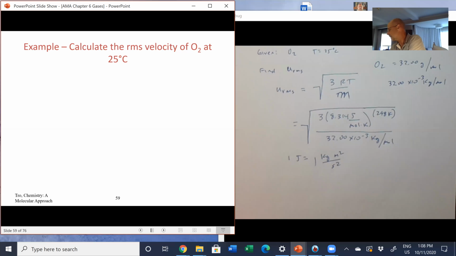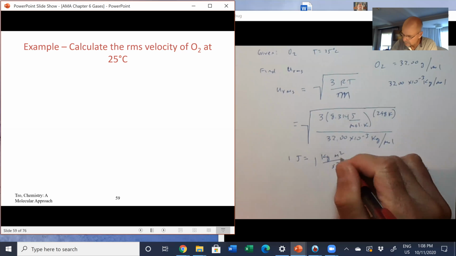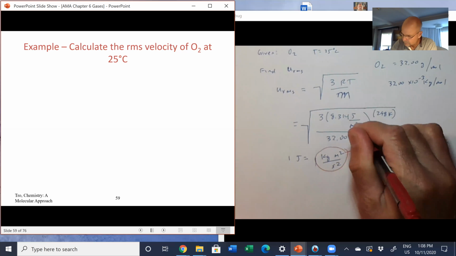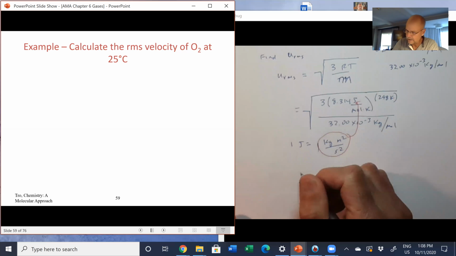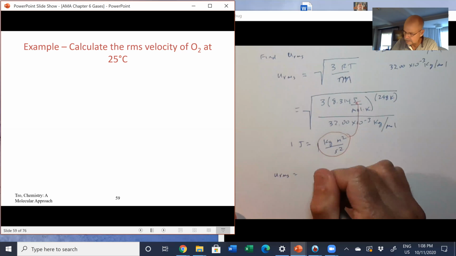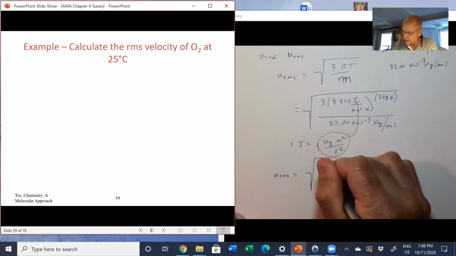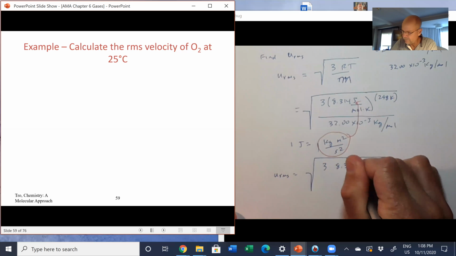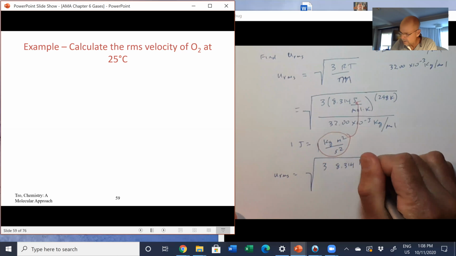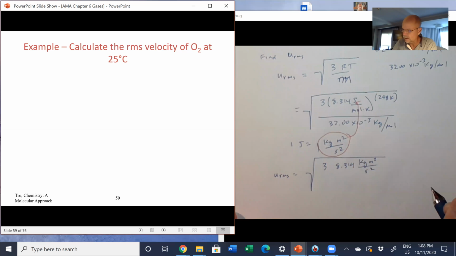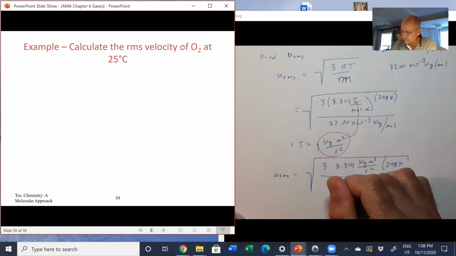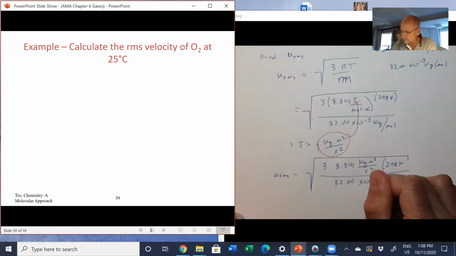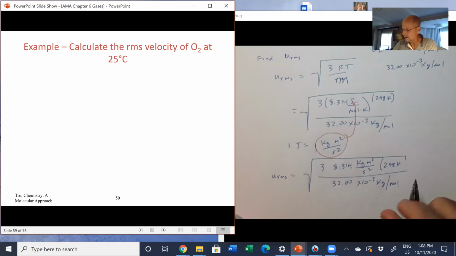So if we make that substitution into here, we're going to get that the root mean square velocity is equal to the square root of 3 times 8.314 kilogram meter squared over second squared times 298 Kelvin over 32.00 times 10 to the minus 3 kilograms per mole. Now notice what happens.